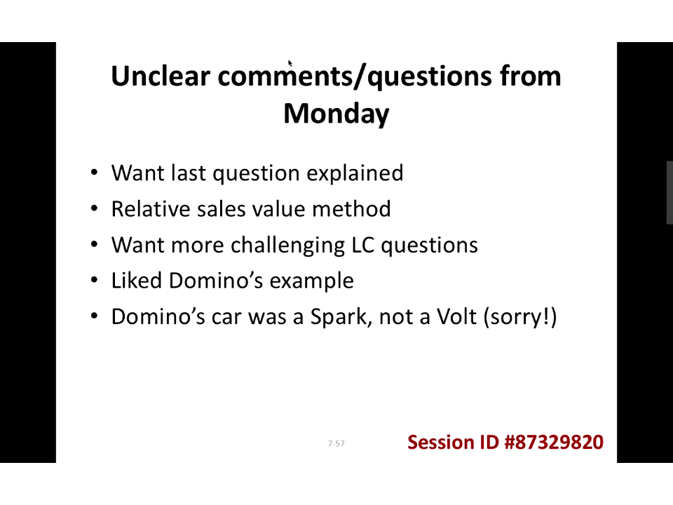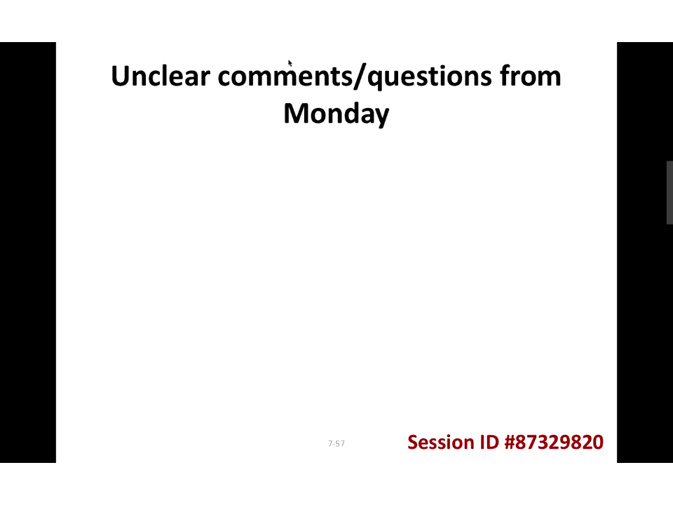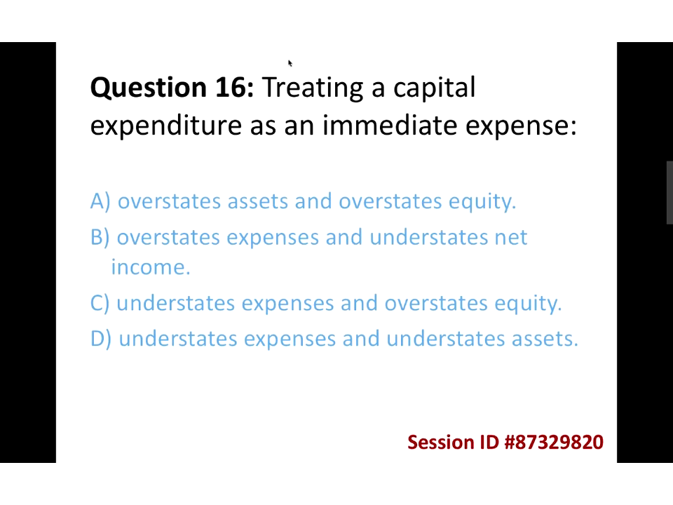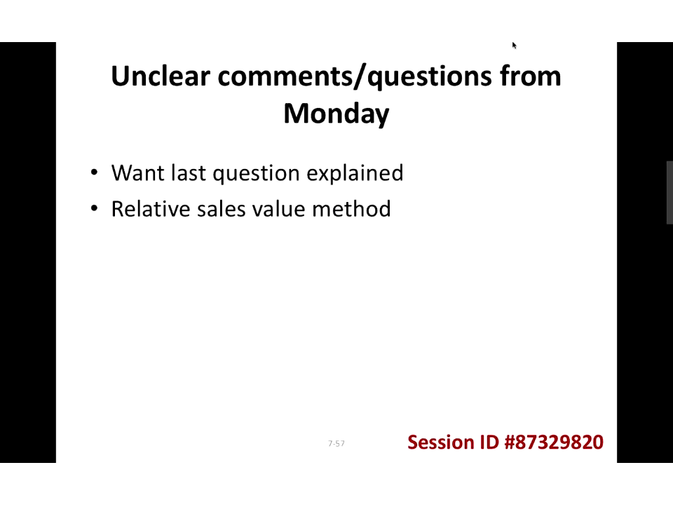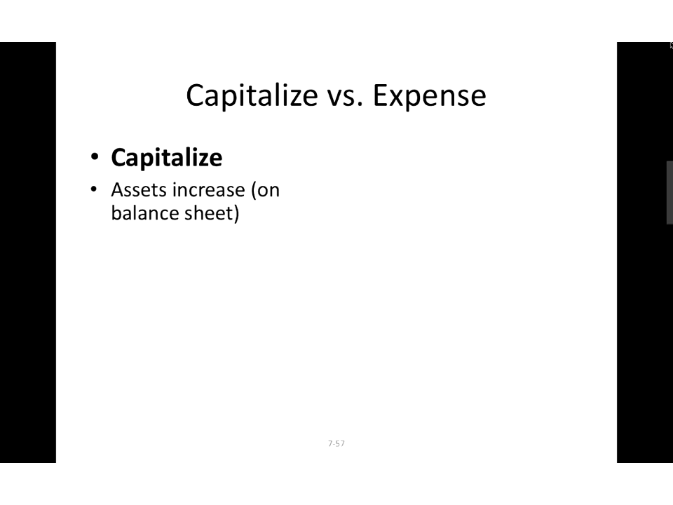So what we're going to do is start with that last question from Monday, which we were just on. That last question was treating the capital expenditure as an immediate expense. What does that do? Right now when I'm looking at the answers, 86% of you are right, so that's great, but it probably doesn't hurt to review it again. So we're going to talk about capitalize versus expense. I just want to talk about this because this is the whole basis of the chapter. We're talking about capitalizing things, and then once we capitalize them, what do we do with them?